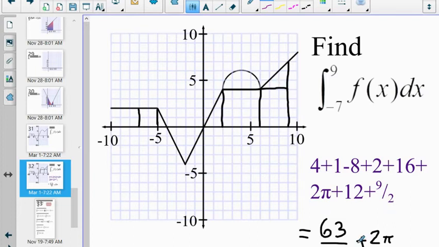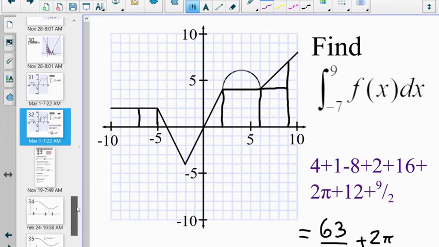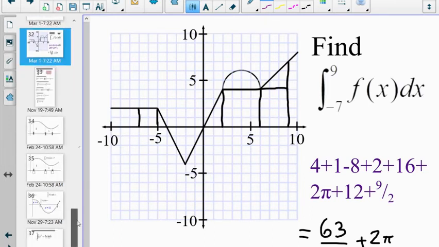When I did this, I got this. The integral of this crazy, complicated piecewise function is 63 halves plus 2 pi. Okay? And then I'll finish up.